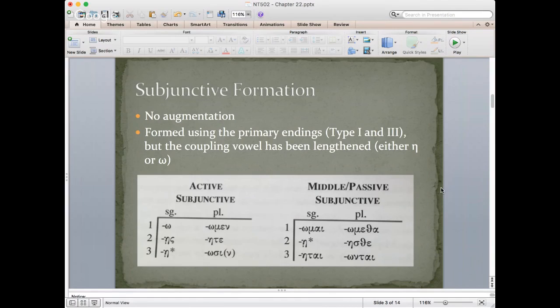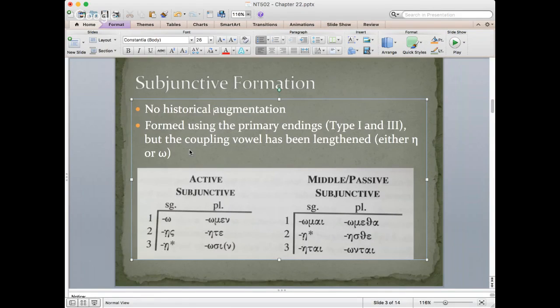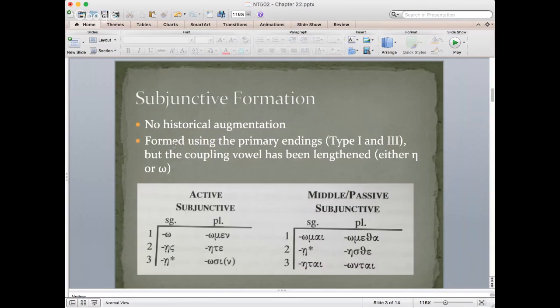So for the subjunctive formation, the big deal here is you're going to have no augment. There is no augmentation that's going to happen with the subjunctive. I'm sorry, I'm getting ahead of myself. Let me start again. There's not going to be any historical augment on the front. So when we talk about augment here, we're talking about a historical augment. It's going to be formed using primary endings, so type 1 and type 3. But you're going to notice that the coupling vowel has been lengthened. That coupling vowel that was normally there is going to be longer.